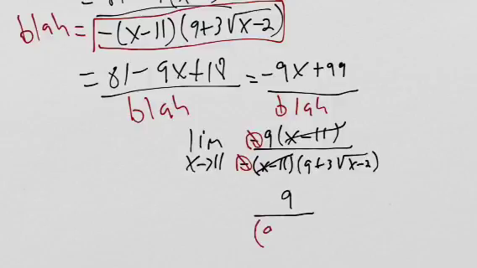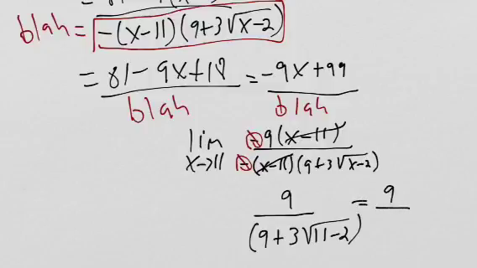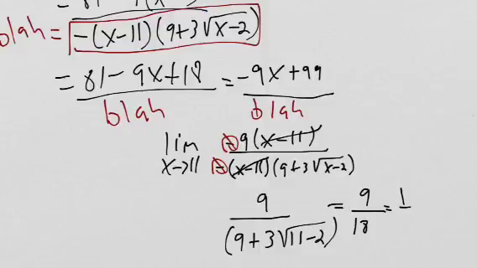Over 9 plus 3 root 11 minus 2. We just plugged in 11 for x. That's equal to 9 over, let's check this out, 3 times 3 is 9. 9 plus 9 is 18, so we have 9 over 18, which is just equal to 1/2. There's our final answer. Sweet.